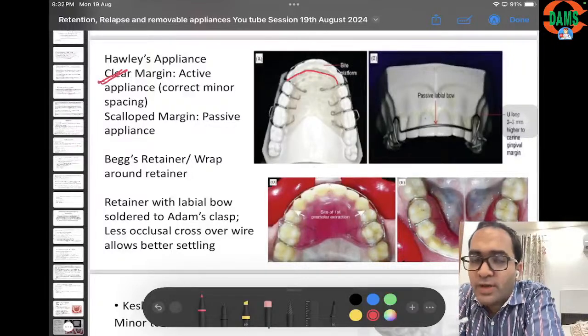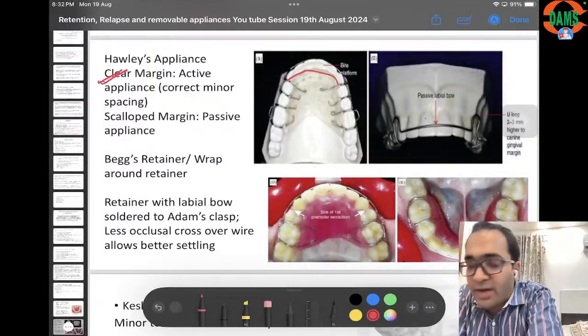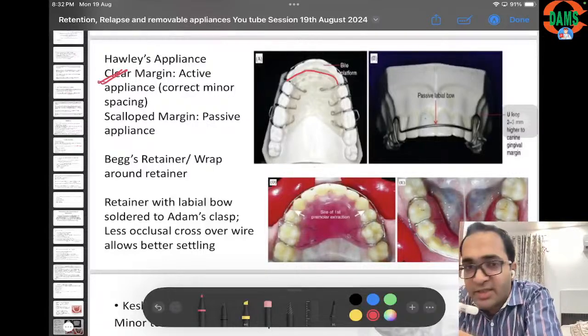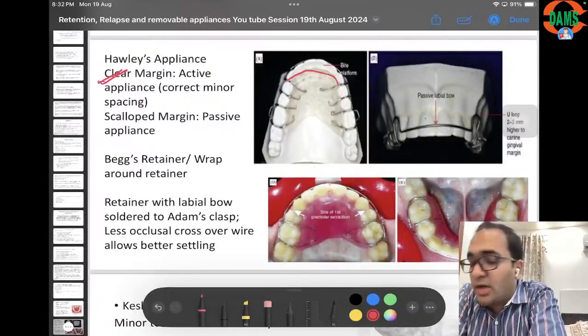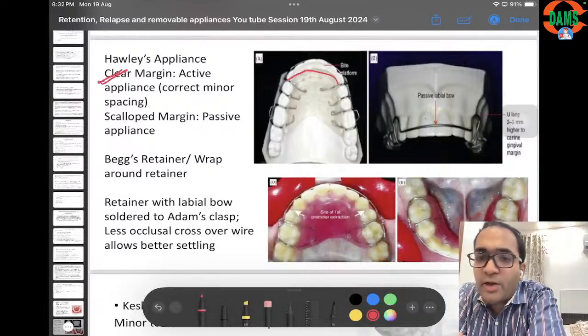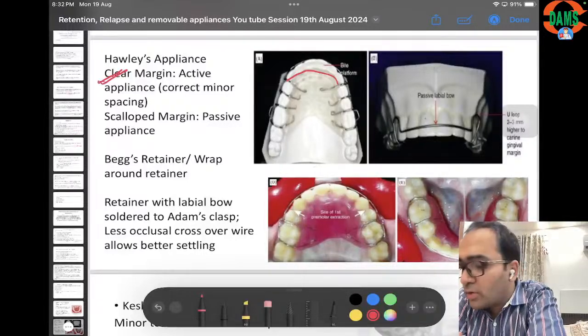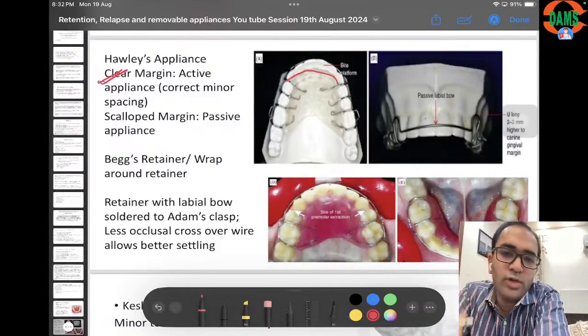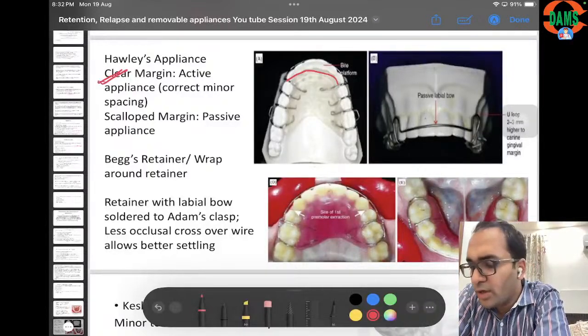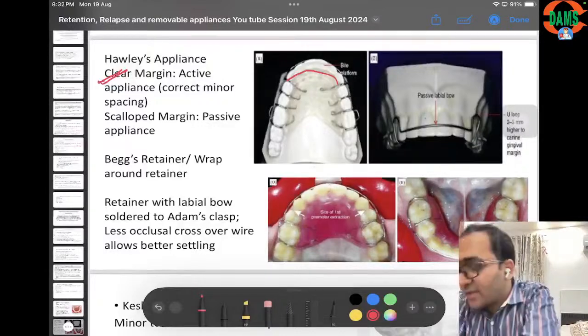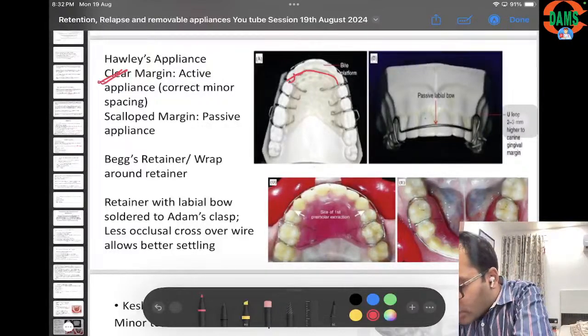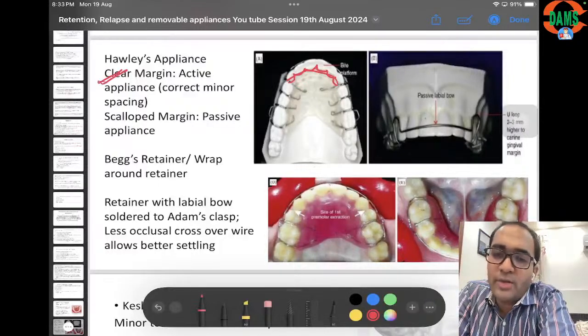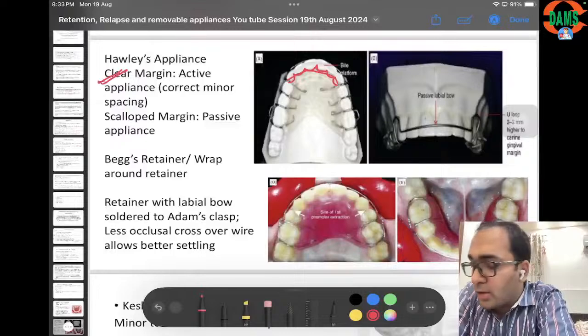Why? Because if there is a clear margin, when we activate by compressing the loops, the incisors will move into that space. If there is no space and we are continuously exerting force through the labial bow, extrusion will occur, because the force has to dissipate somewhere. And if our appliance has a scalloped margin, that is, it surrounds the teeth like this, it becomes a retentive Hawley's appliance. There are some modifications of this Hawley's appliance.